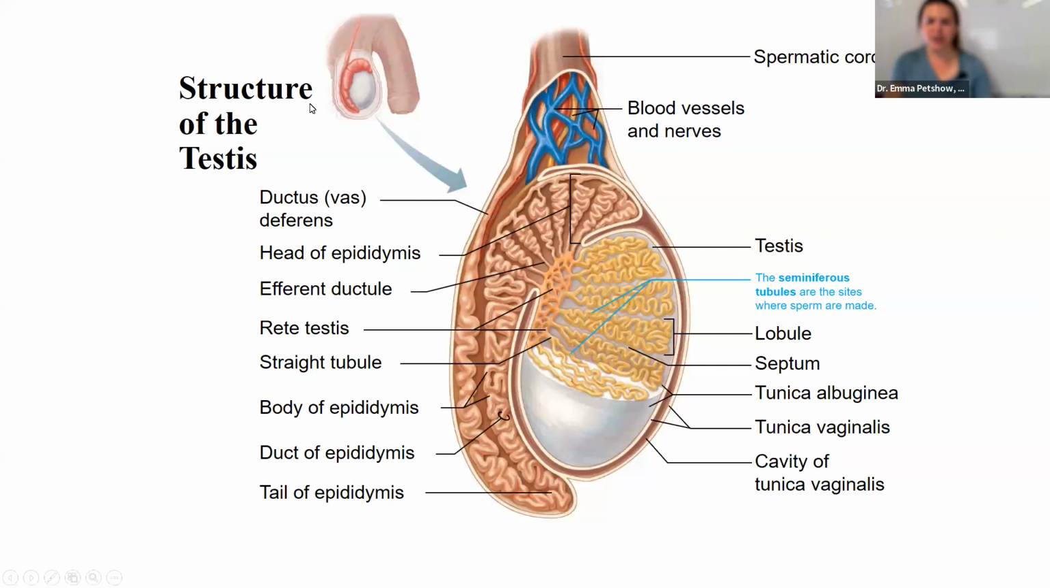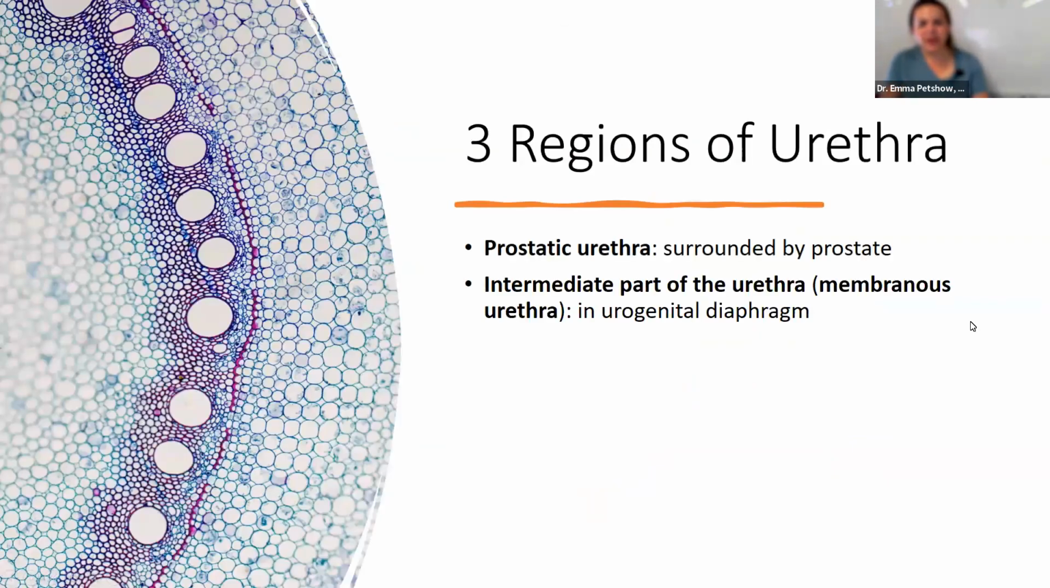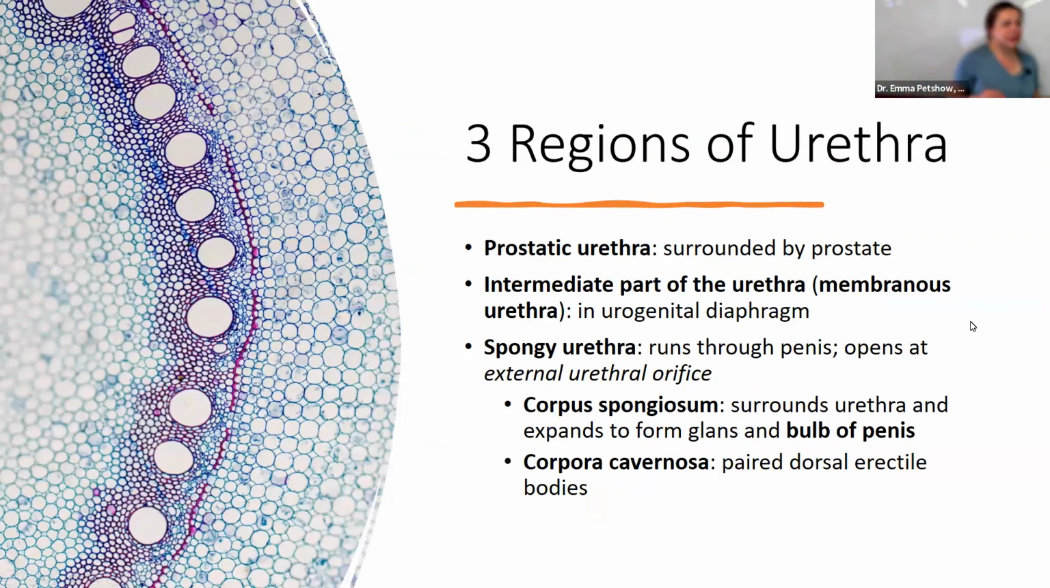And there's your testes structure. If you're visual, you can walk yourself through what these structures are, starting all the way from your seminiferous tubules and then moving all the way up into that spermatic cord. Males are interesting. They have three regions of the urethra. So again, another anatomy structure that would be high yield to know: the different portions of the urethra in males, what they're called, and where they're located. I would go from deep to external.